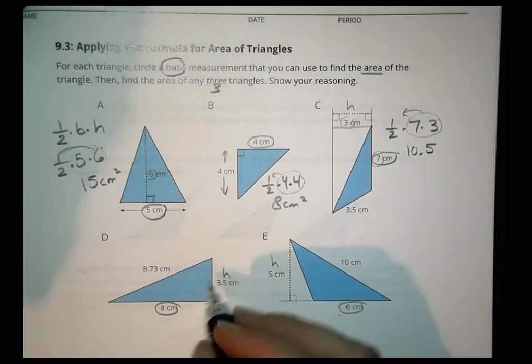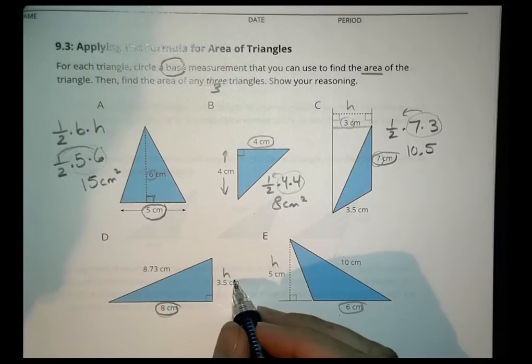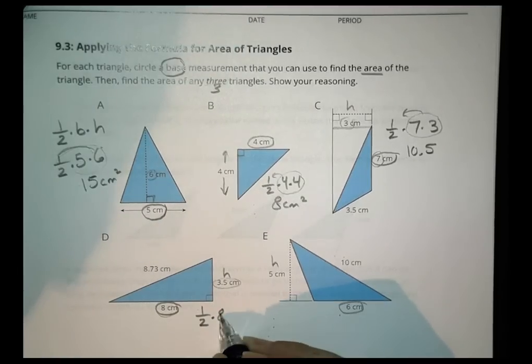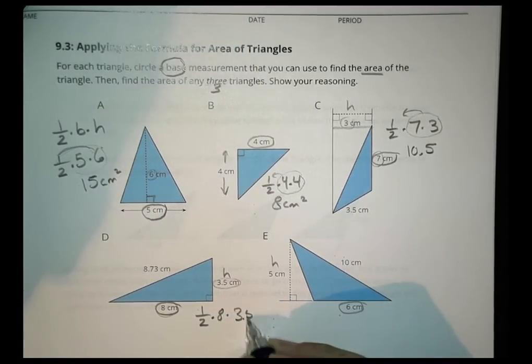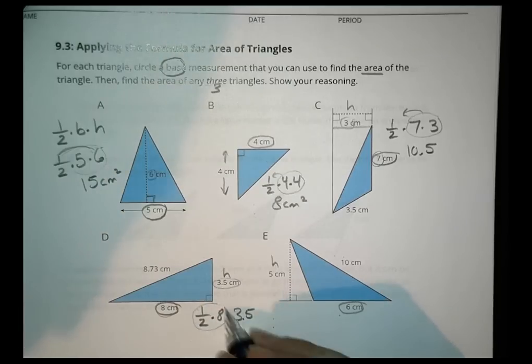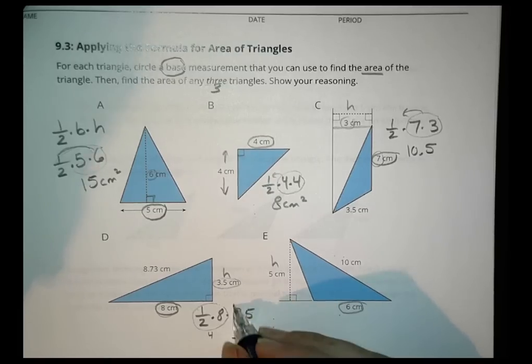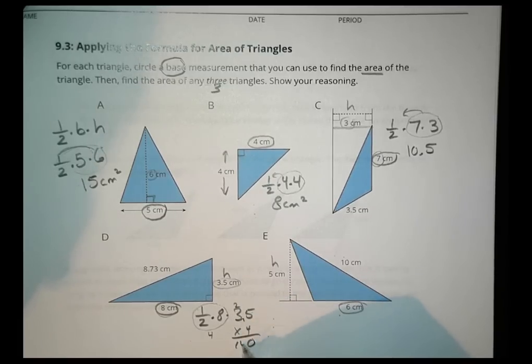For D, I have 8 times 3.5, but again, this is 1/2 of 8 times 3.5. So I would do this first. Half of 8 is 4, so then I come over here and multiply by 4. 5 times 4 is 20, and 12, 13, 14. We have 1 digit behind a decimal, so I'll move that over 1 spot, and we have 14 as our answer.